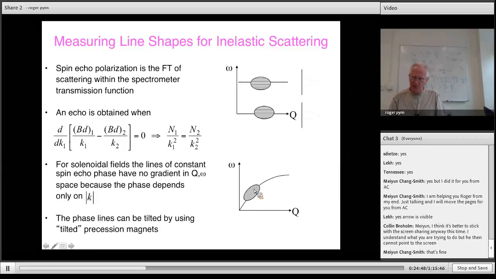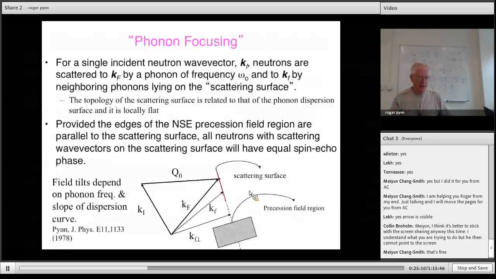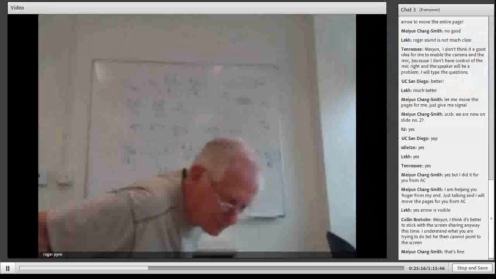And so what you'd like to be able to do, of course, is to make these constant phase lines parallel to the gradient of this phonon here, because then when you do your Fourier transform, the phase is changing in this direction, and that's perpendicular to the phonon dispersion curve. And let me just show you that you can do that essentially by tilting these fields. So let's just go to the blackboard again.